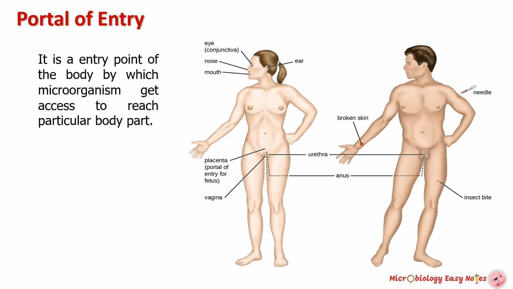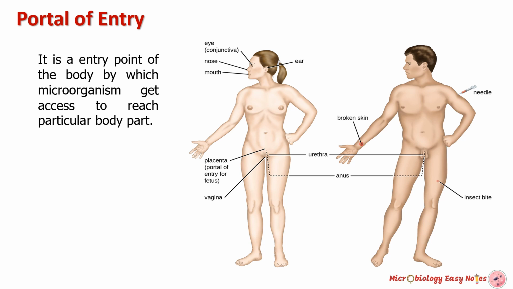Portal of entry. It is an entry point of the body by which microorganisms get access to reach a particular body part. Portal of entry can be the upper respiratory tract. When we inhale, microbes enter the body via the nose. Conjunctiva is a little opening in the corner of the eye. When microbes reach this point by dirty hand or by any other means, they enter into the body.